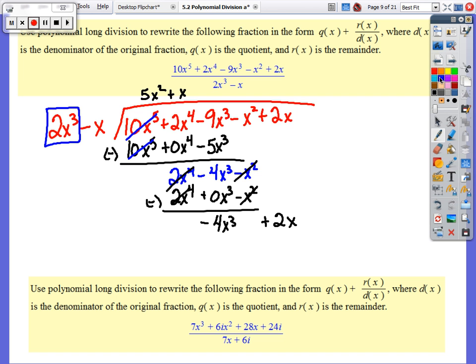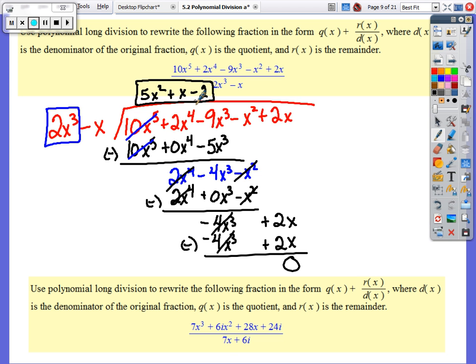And so now what we want to do is proceed with multiplying by our big brother to make 2x cubed negative 4x cubed, so negative 2. So we get negative 4x cubed, and then we get a positive 2. Oh, man. Okay, and then you subtract. Look at that. Those cancel. 2 minus 2 goes to 0. That's a beauty. We haven't had a remainder yet, but what we have is our quotient, 5x squared plus x minus 2. Our remainder is 0, which means 2x cubed minus x is a factor, and so is 5x squared plus x minus 2.